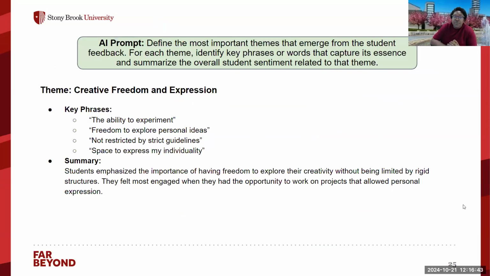Based on the prompt, this one here, define the most important themes that emerge from the student feedback. For each theme, identify key phrases or words that capture its essence, and then summarize the overall student sentiment related to that theme. This came back in, I think it was 4 seconds. So what normally would have taken me at least an hour or 2 of going through information, I am now getting back in record time, right?